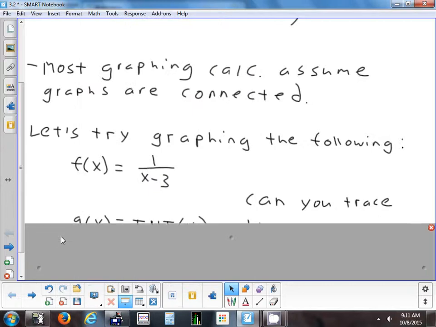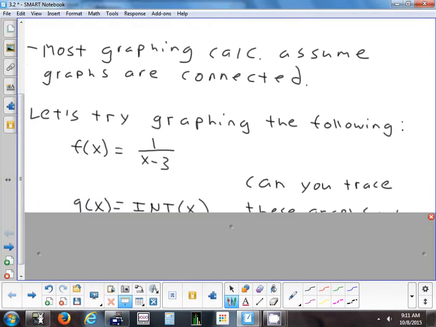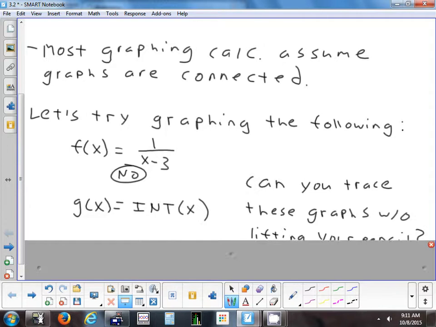All right, so could you trace this graph with a pencil without picking it up? No. You'd have to trace this part. And then how are you going to get to that other part without picking up your pencil? You have to. And then you could trace the other part. So this one is no.